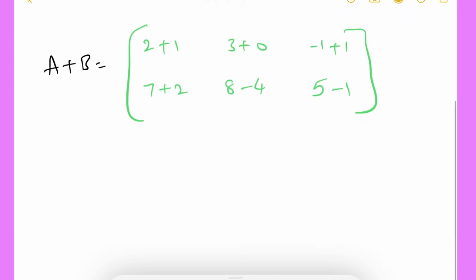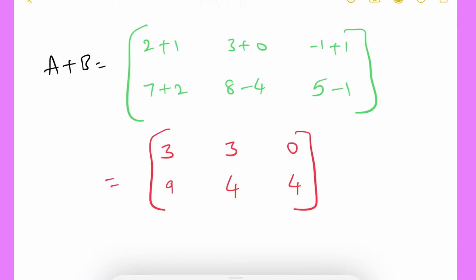Now let us simplify this. So A plus B is equal to 2 plus 1 is 3, 3 plus 0 is 3, minus 1 plus 1 is 0, 7 plus 2 is 9, 8 minus 4 is 4, 5 minus 1 is 4. So this is the answer of A plus B.